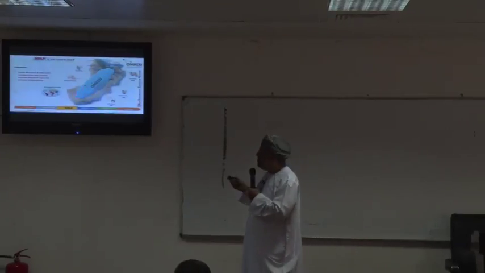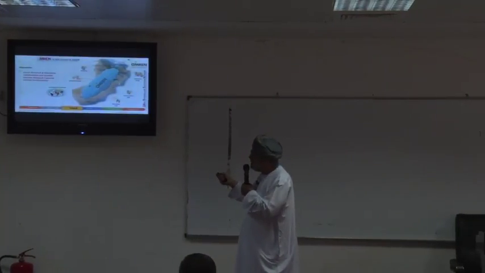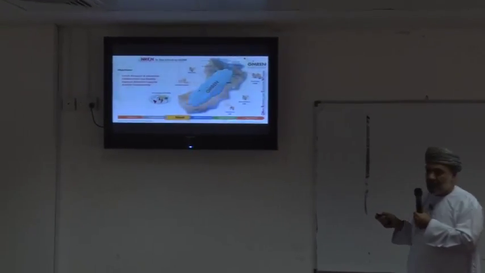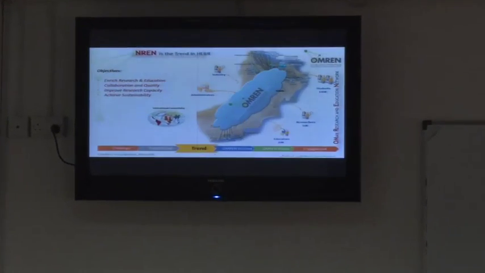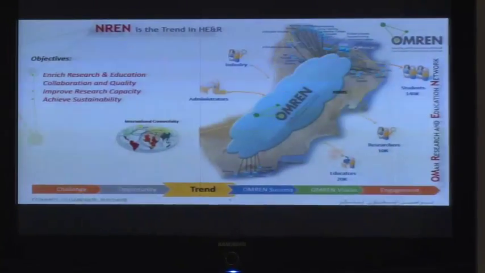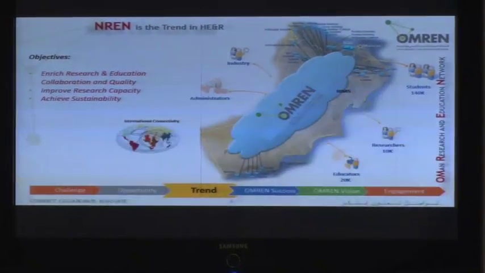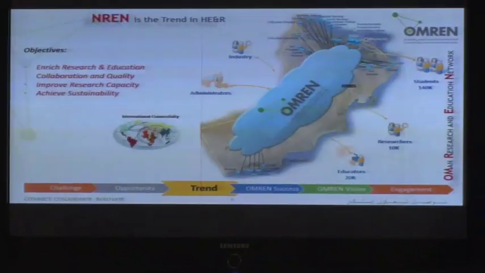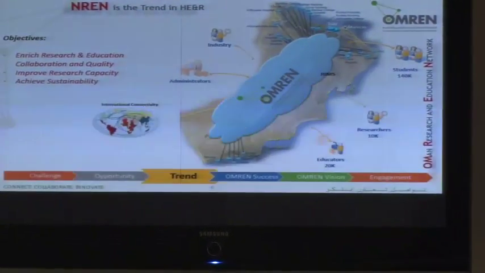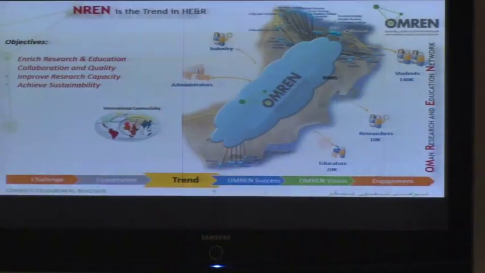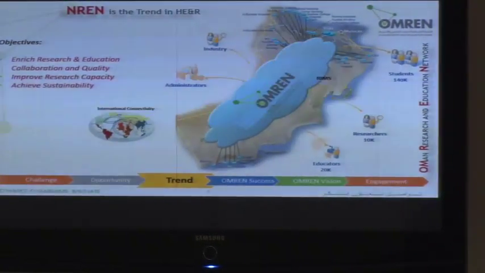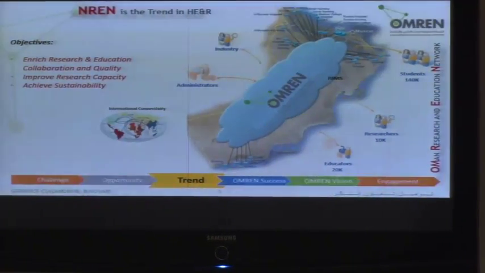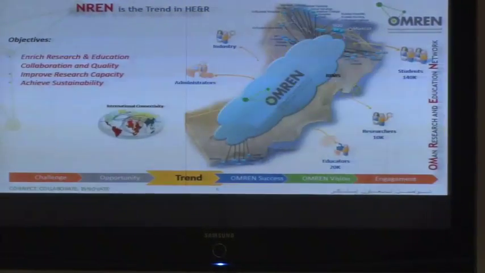What we have done in Omren, we have visited these, as I have discussed, but our stakeholders are not only students, researchers, and educators. We are also talking to industry. We are also talking to administrators, be it the Education Council, being the sponsor, the Minister of Higher Education, and so on. Even individual parents are part of this. And also the international connectivity. What are our objectives in Omren? To enrich research and education collaboration and quality. The amount of research proposals we are receiving in the Research Council, quantity-wise, is small.